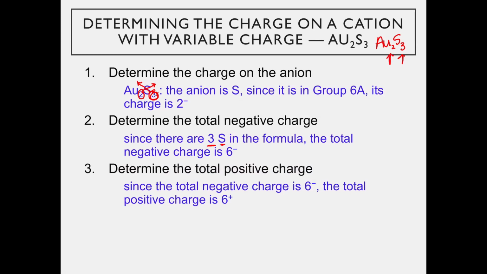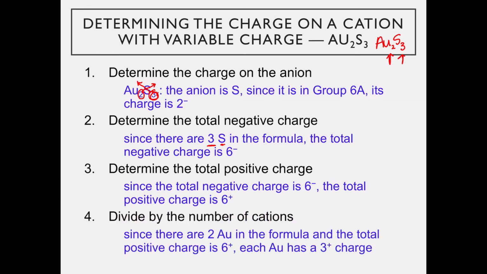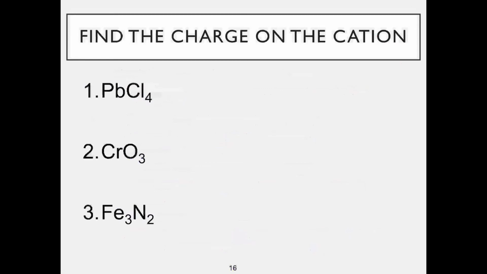And in our compound here, it tells us that there are 2 gold atoms. So if there's going to be a total 6 positive charge, and there are 2 gold atoms, then each one has a 3 plus charge. And then you can name it based on that 3 plus charge.